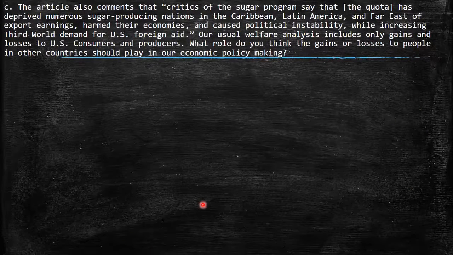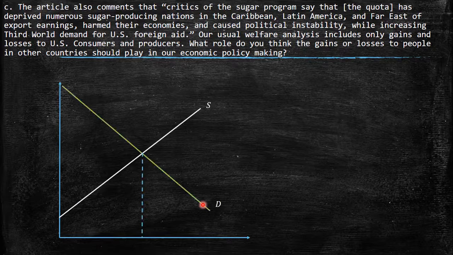So see, the article also comments that critics of the sugar program say that the quota has deprived numerous sugar-producing nations in the Caribbean, Latin America, and Far East of export earnings, harmed the economies, and caused political instability while increasing third world demand for U.S. foreign aid. Our usual welfare analysis includes all the gains and losses to U.S. consumers and producers. What role do you think the gains or losses to people in other countries should play in our economic policy making? So here is the analysis.